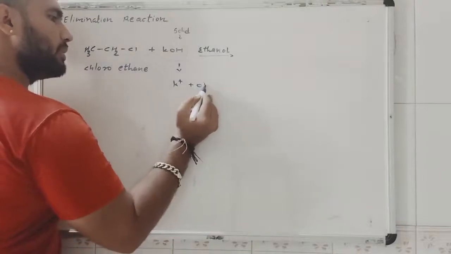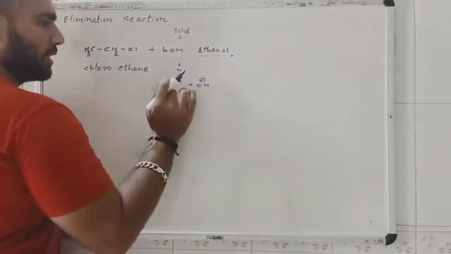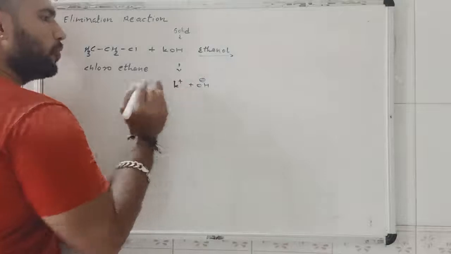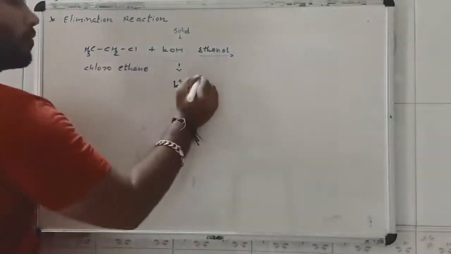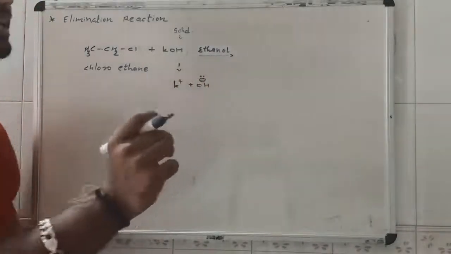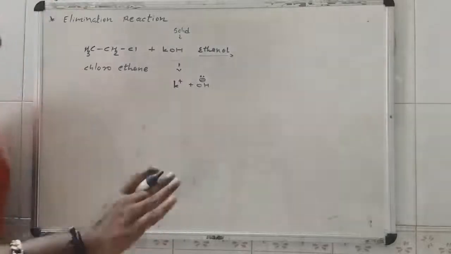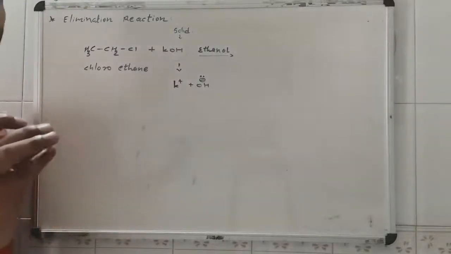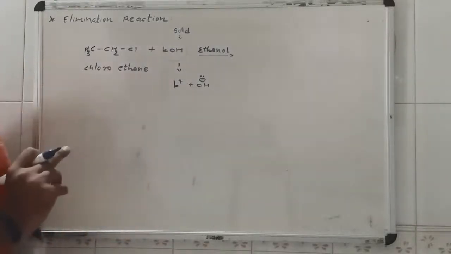OH minus getting out from there, then what should we do? If you find OH minus, then there is a 100% chance of getting a water molecule. Clear?